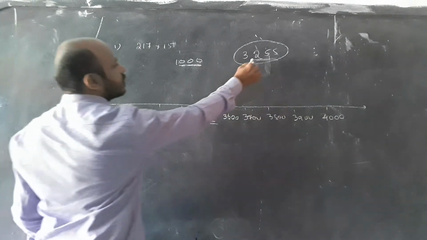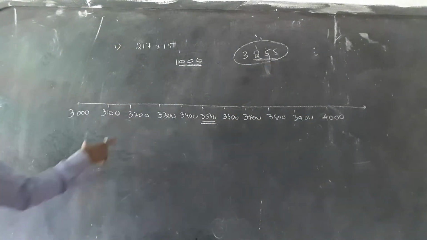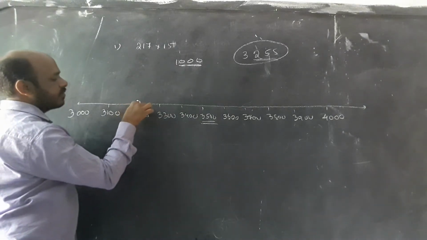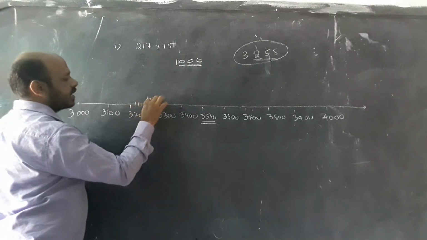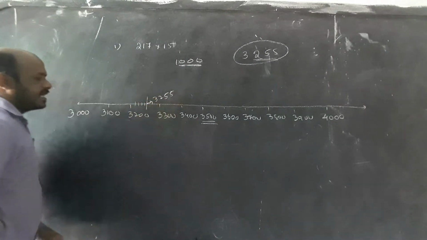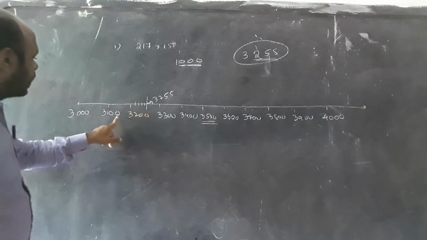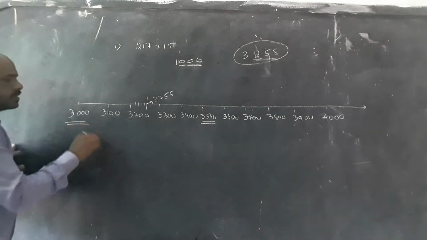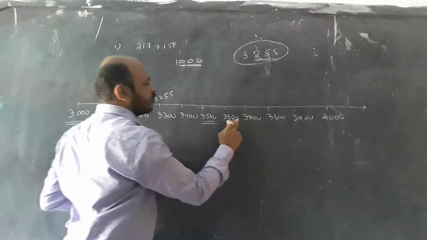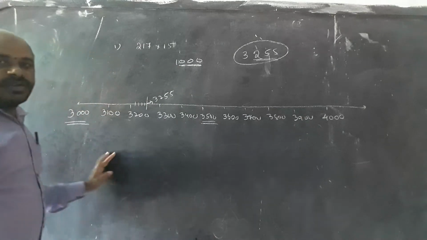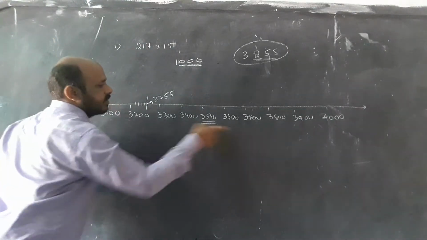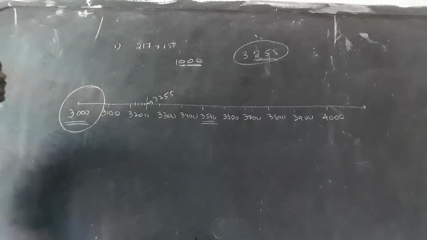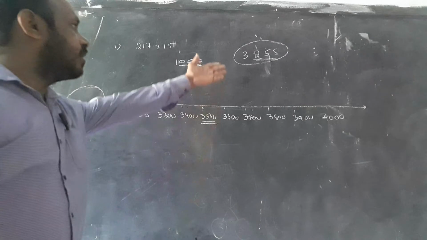See, 3255: 3200, 3210, 3220, 3230, 3240, 3250, 3255. From the marking on the line, there are 2 numbers on this side, and from 3000 to 4000 there are 7 numbers on the other side. Which is nearer? Only 2 numbers, so it is nearer. 3000 is the nearest thousand to 3255.